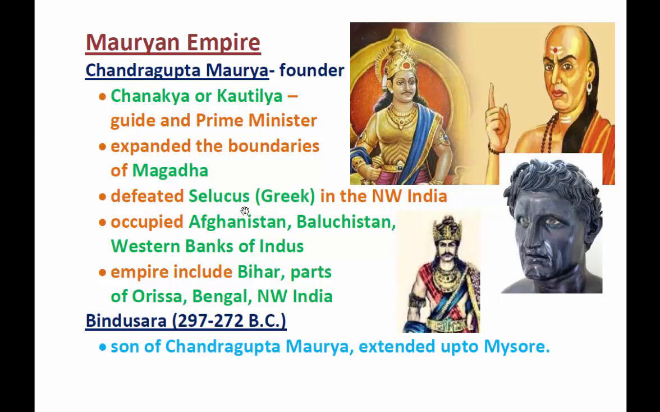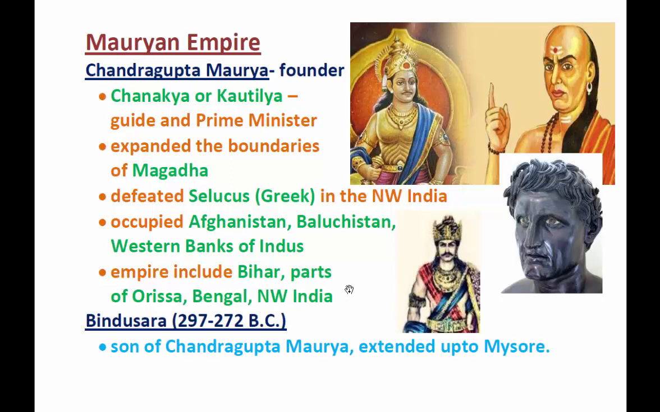Seleucus was one of the Greek rulers in the eastern part of the Greek kingdom, so to say, in northwestern India. Yeah, this was Seleucus. He was a Greek ruler, defeated by Chandragupta Maurya during his reign. He also occupied Afghanistan, Baluchistan, and the western banks of the Indus, so to say. In India, his empire included Bihar, parts of Orissa, Bengal, and northwest India.